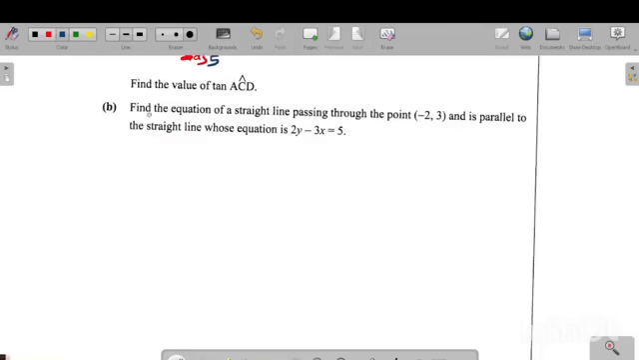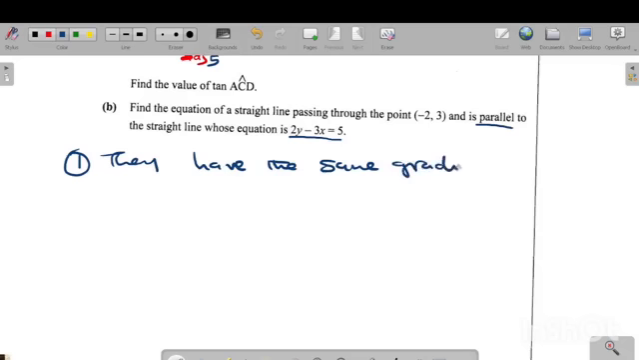Right. Part B, the question says, find the equation of a straight line passing through the points -2, 3 and parallel to the straight line whose equation is this. Number one thing that you are supposed to know about parallel lines is that they have the same gradient. They have the same gradients.